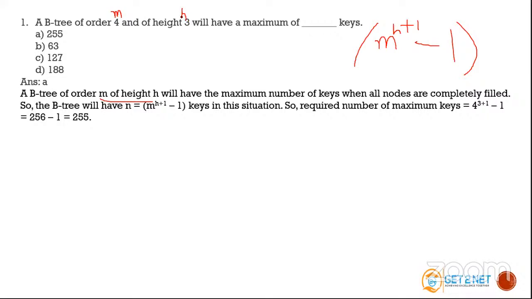Take the height h. We'll have the maximum number of keys when all nodes are completely filled. So the B tree will have n nodes, that means n keys. How many keys do we have? m to the power h plus 1, minus 1. Here m is 4 and h is 3, so 4 to the power 3 plus 1, minus 1. 4 to the power 4 is 256, minus 1, that is 255.